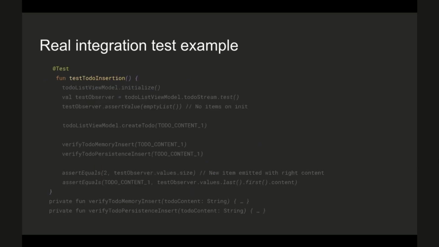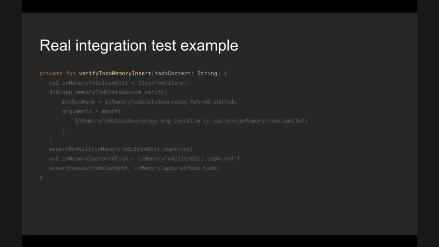So let's have a look at the specific integration test case. Here, we want to initialize our view model. We want to subscribe to the stream of to-dos. In the first place, we want to say we don't have any to-do. And then we want to create a to-do. After this, we want to verify that the to-do has been added in memory, that the to-do has been added in persistence, so on the database, and that we will get a new emission on the stream.